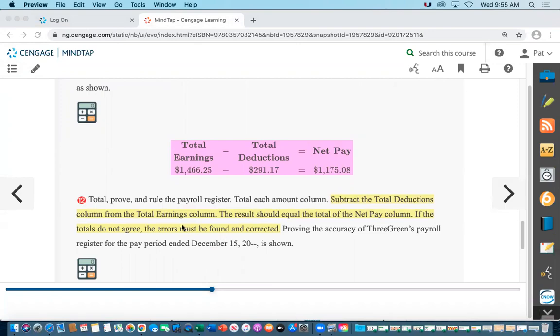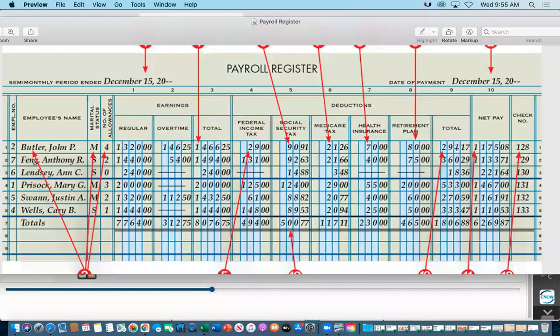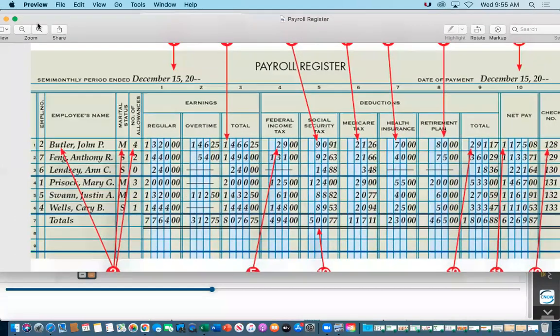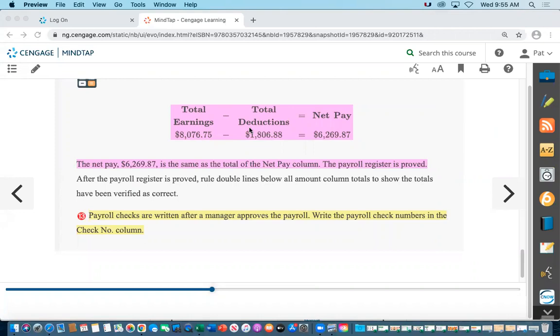Again, they're just talking about it. Now, there's a couple different ways to look at it. So net pay for each employee should be this number, total earnings minus total deductions. But then you can also add up the total. We're going to add up these columns. So you're going to get a total column here of $8,076.75 minus the total column here of $1,806.88 to get net pay. And that will prove that the number you found is correct. That's what they're talking about there. Total earnings, this is the column totals. Again, nothing earth-shattering, okay?